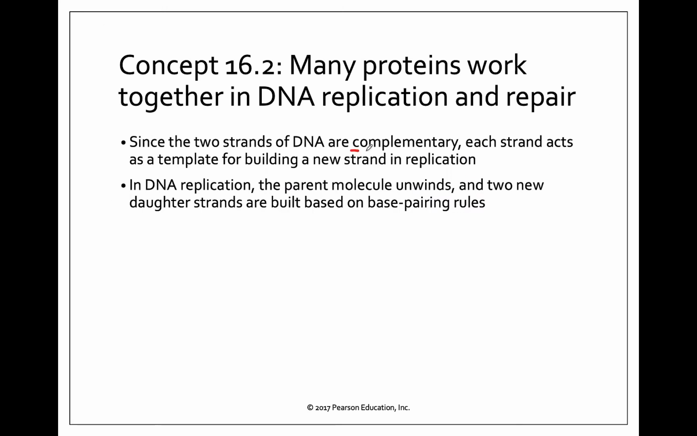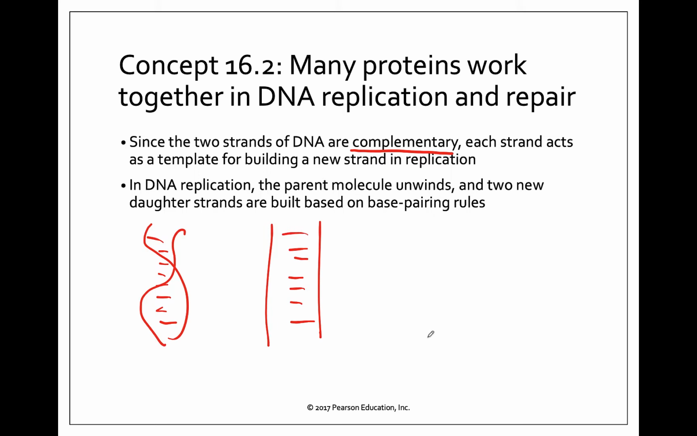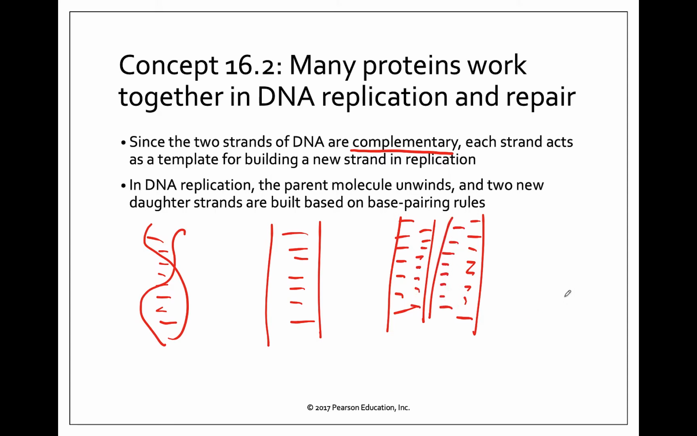So the two strands are called complementary, meaning that they have complementary strands. One acts as a template in order to build a new strand. So we take our DNA molecule that is twisted up. We need to unwind it into something that can be opened, and then take those two strands apart. And then once the two strands are separated, a new strand can be built using each of the original strands as templates until we have two exact copies of the original DNA.